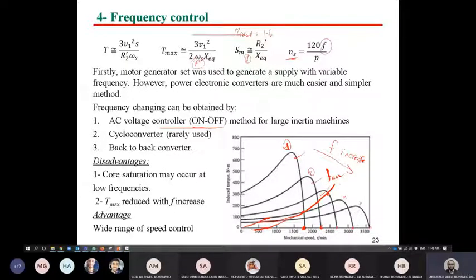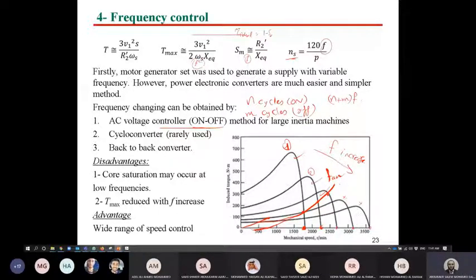On-off method. It's simply, well, turn on the machine or connect the machine to the supply for n cycles and off the machine. This is n cycles on, and you have m cycles off, and finally one period will be n plus m multiplied by the supply frequency. So you can increase the frequency as n plus m multiplied by f. This is preferred with very high inertia machines for very large power, guys.